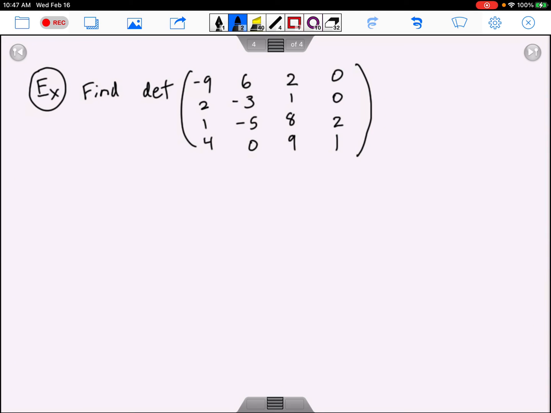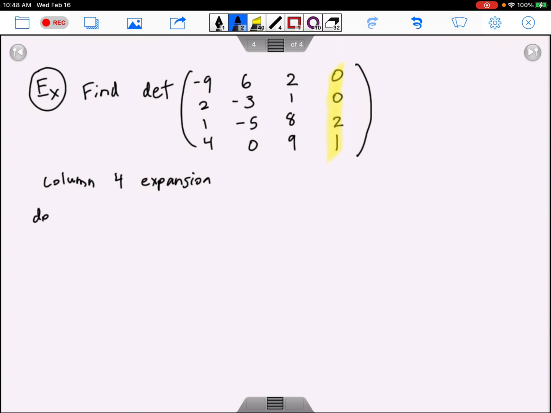So as we look at this, we have to think about which row or column we want to expand on. The first thing I notice is that column 4 has 2 zeros in it, right? So we are going to choose to do column 4 expansion.